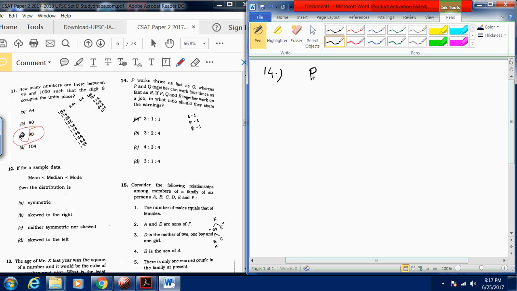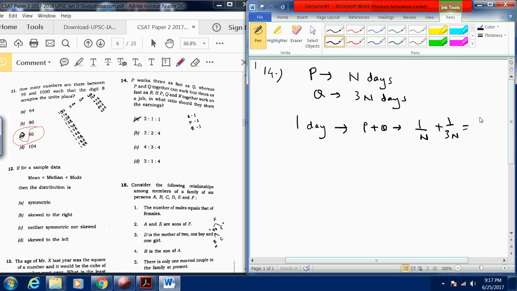If I assume that P takes n days to complete a work, Q will take 3n days, as P works thrice as fast as Q. Now if they work together, they can complete one in 1 day. P and Q will do 1 by n plus 1 by 3n work. That means 4 by 3n work.